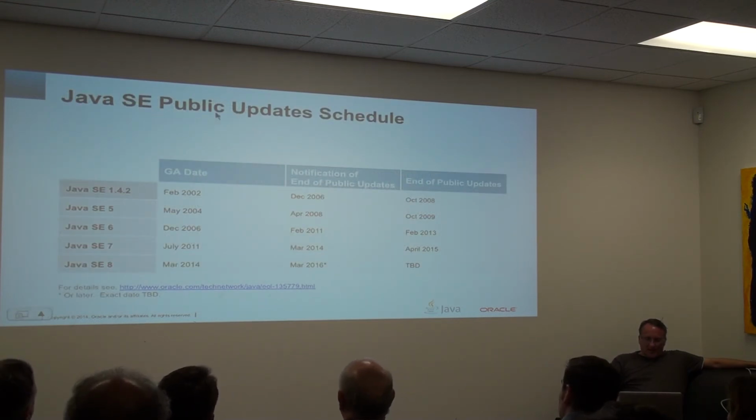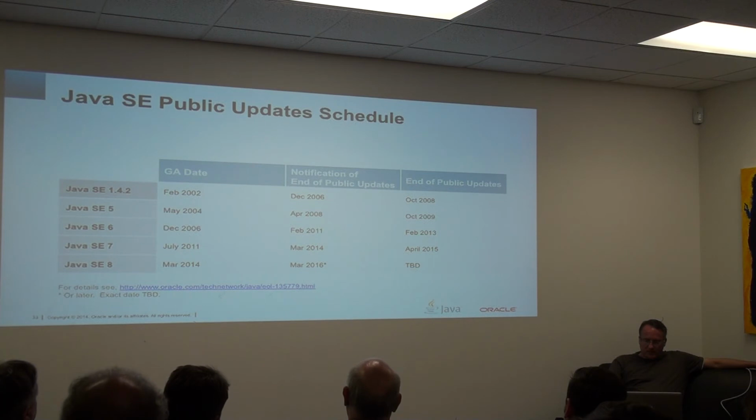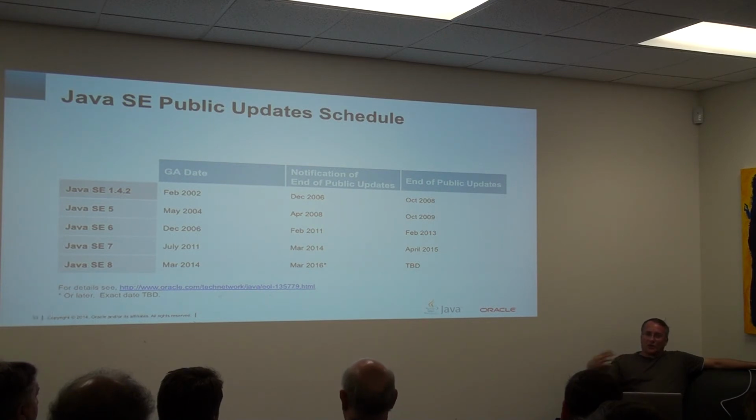Basically, the Java SE public update schedule. So what I wanted to show here is that JDK 7 GA'd in July of 2011, and March of 2014 is the end of public updates. So they basically announced to people, hey, you have about a year before we stop shipping updates to JDK 7. That includes security fixes, by the way. And then the last release will basically be April of 2015, somewhere around that time frame. And then you either have to go to commercial support of the Oracle JDK, or you just move on to JDK 8. Right? And then this is the JDK 8 schedule.